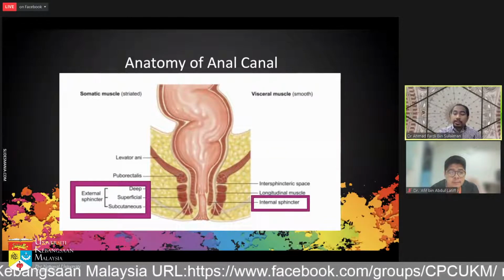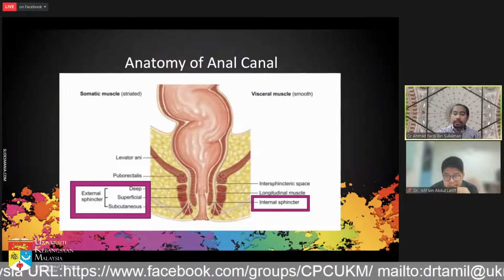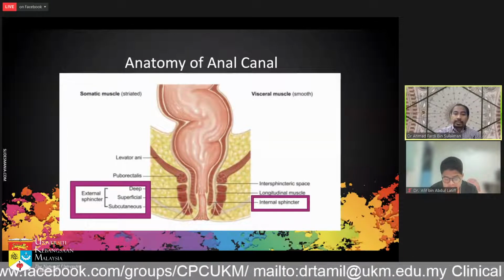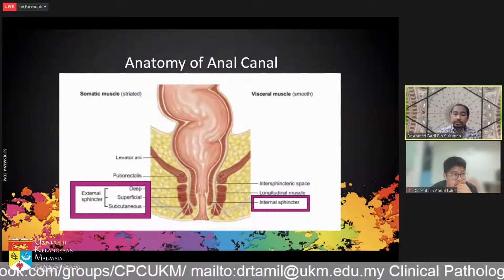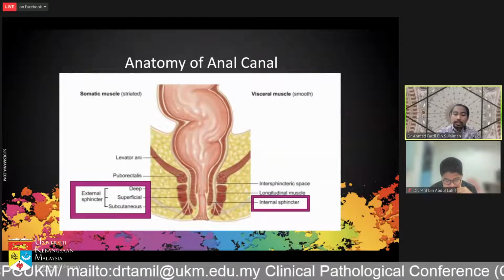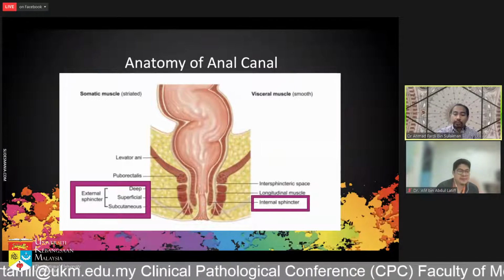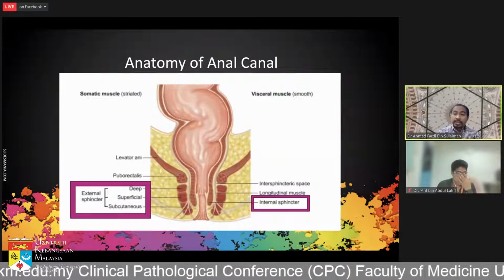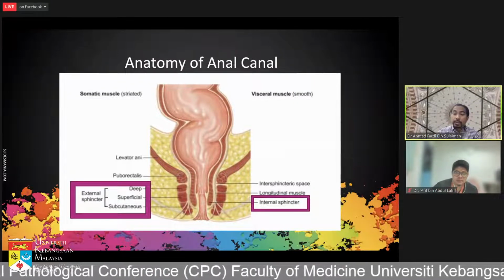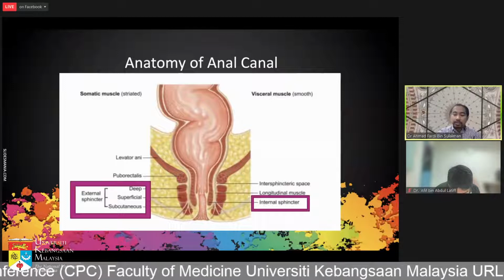So the internal sphincter is an involuntary muscle that continues from the circular muscles and is responsible for about 80% of the resting tone. Whereas the external sphincter consists of deep, superficial, and subcutaneous parts. The external sphincter is a voluntary muscle that contracts and maintains continence, either fecal solid or fluid. When there is excessive divergence of the external sphincter, it can lead to fecal incontinence. But the external sphincter only maintains about 15% of the resting anal tone.